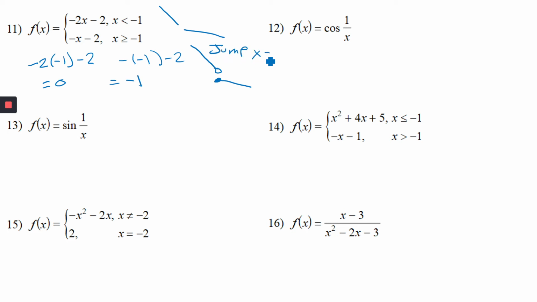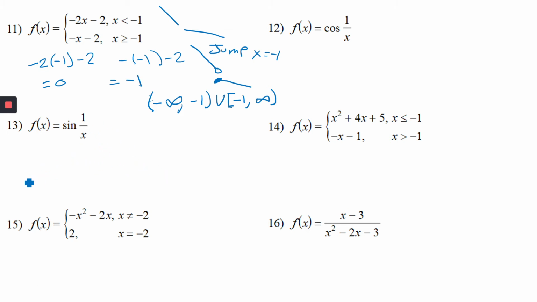at x equals -1, and therefore this function is continuous from -infinity to -1, union it picks up right there in that closed circle, so from -1 to infinity. Those would be the intervals where it is continuous. We use a closed bracket here because it's actually equal to -1 on that side, and it's continuous on the endpoint. Number 13, sine of 1 over x.